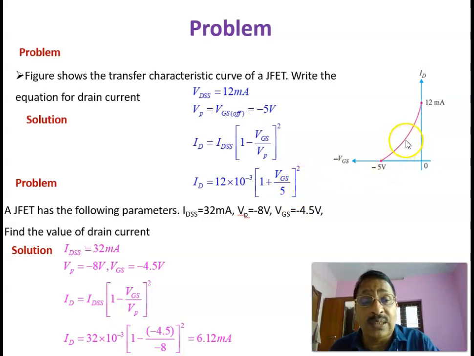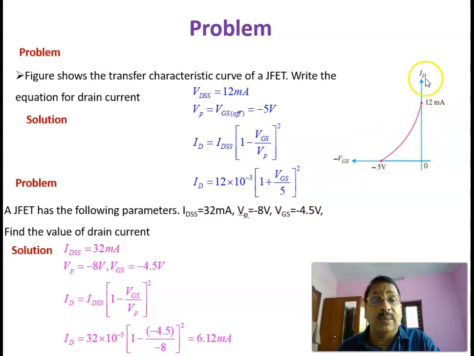Now, in order to find the drain current at any VGS, you can apply this equation. For example, when VGS equal to -4 volt, you can substitute -4 volt here. Therefore, 12 into 10 raised to -3 into 1 plus -4 divided by 5, whole square. That gives you the drain current. Therefore, this is the relation between drain current and VGS.